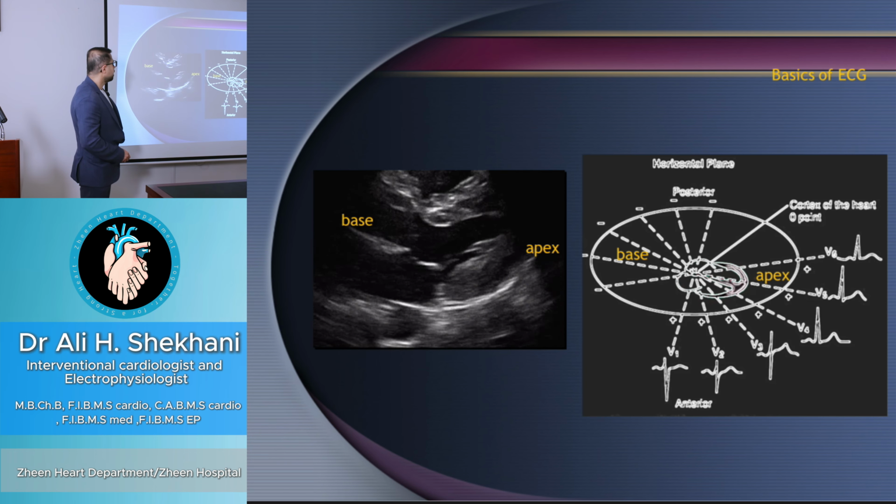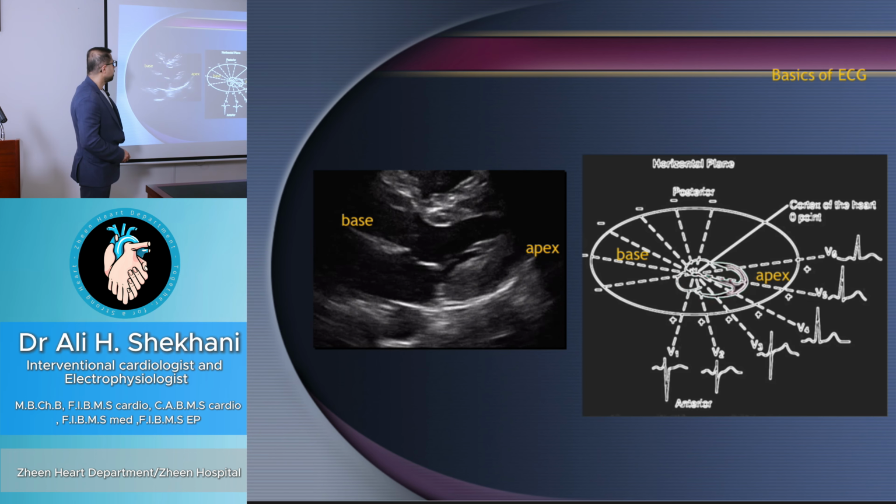In the horizontal plane, this is the base of the heart, this is the apex of the heart. Usually if you put ECG leads, V1 and V2 are expected to represent the base of the heart, while V5 and V6 represent the apex of the heart, and V3 and V4 are in between.